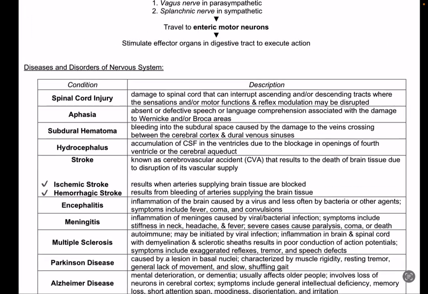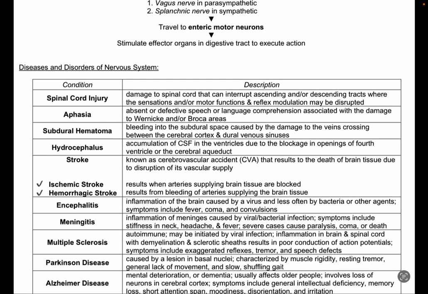Okay, so we have the diseases and disorders of the nervous system. So, ang spinal cord injury, meaning na damage aton spinal cord. Okay, so ang aphasia, absent or defective speech or both comprehension associated with the damage to Wernicke and Broca area. So, aphasia, doon hindi sila kaintindi. Doon hindi sila kahambal. Doon hindi sila ka-comprehend na may comprehension issues ang aphasia.